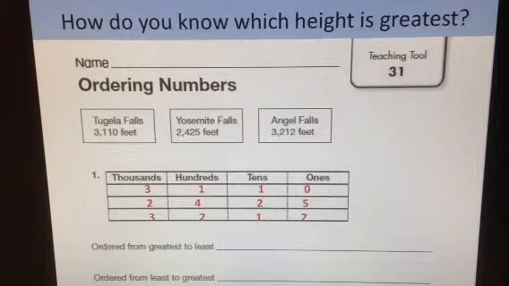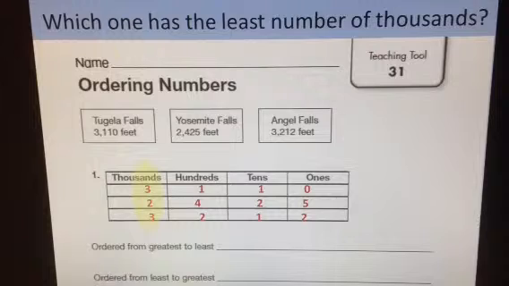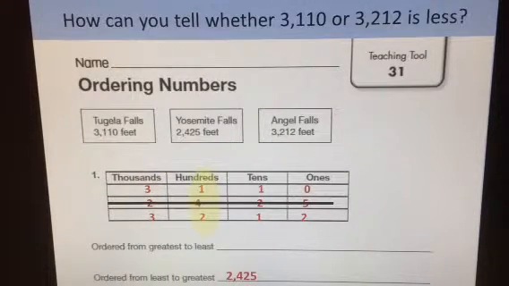Once we had written the numbers in the table, it looked like this. Numbers in the thousands column, hundreds column, tens column, ones column. And then we asked ourselves, how do you know which height is greatest? We look first at the thousands place. Which one has the least number of thousands? Well, the number in the middle has the least number of thousands. It has 2 in the thousands place. So we can add that to our sheet.